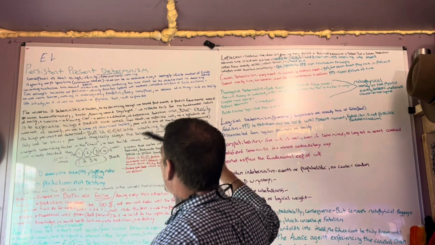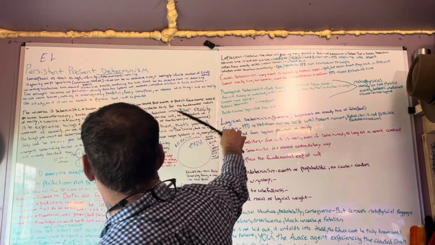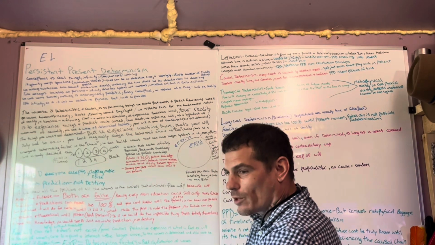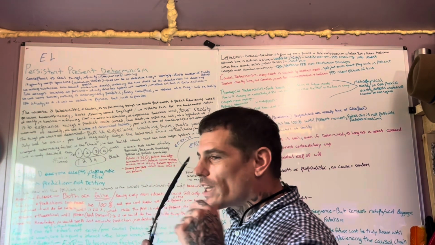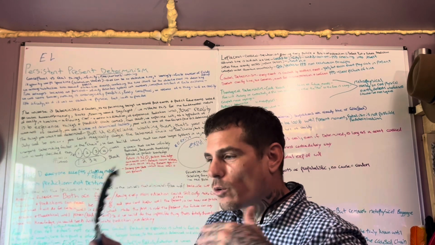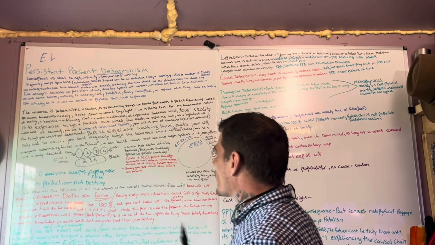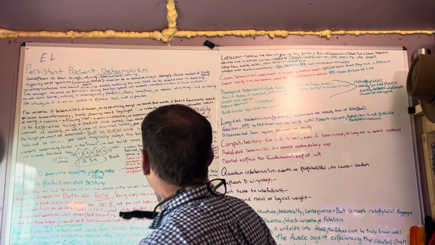Anyways, that's enough about experience. But experience is important when understanding persistent present determinism, because we've got to understand our lens that we're viewing the world from is flawed, even though it's something that's so inherent to our being, okay?